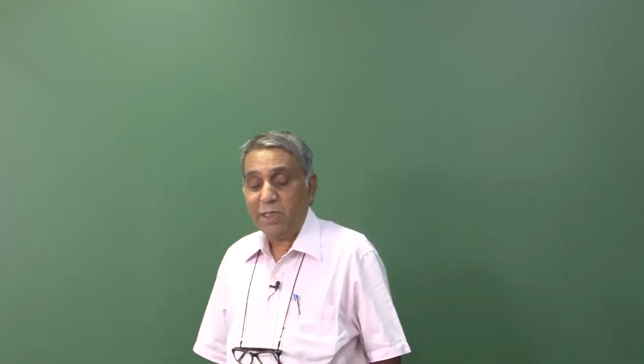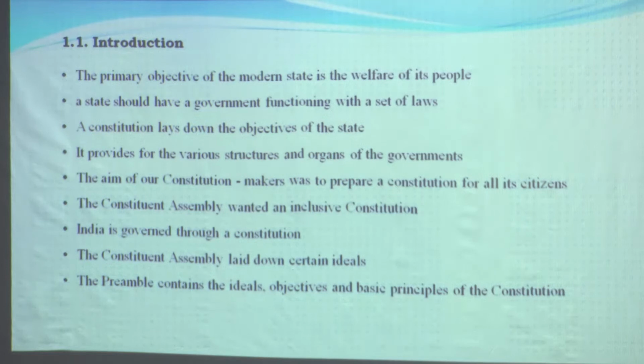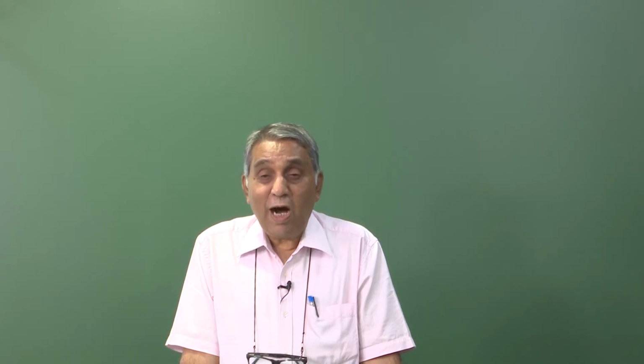The primary objective of the modern state is the welfare of its people. Welfare state. What is a welfare state? Welfare state is something which comes up mostly from India. Now, Indian constitution was achieved after a long freedom struggle.